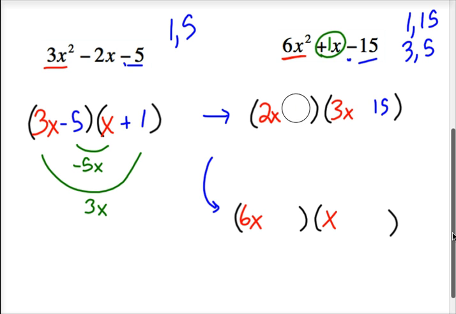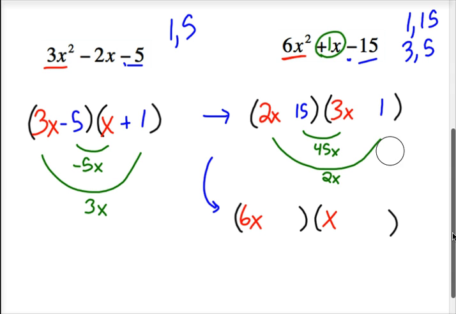So I'm going to rule out that and flip them. So I'm going to put the 15 there, the 1 there. So you can probably see right off the bat, this is not getting any better. 45x and 2x. Again, making one of those negative, I'm either looking at 43x or negative 43x. Either way, not the combination that I'm looking for. So the 1 and the 15 are not what I'm looking for in that case.